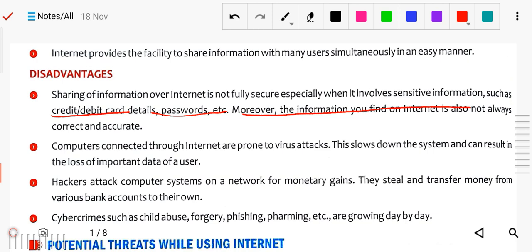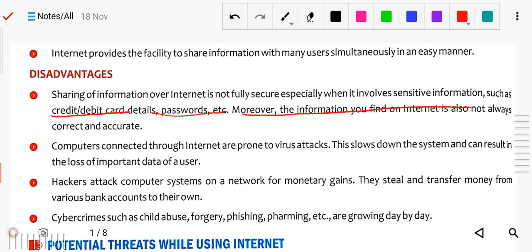Also, if somebody is asking for your password or credit card, that is very sensitive and has to be kept safe. Next, computers connected through the internet are prone to virus attack. If your computer is connected to the internet, there is sometimes a possibility of a virus attack. It slows down the system and results in the loss of important data. Once a virus comes to your computer, it will be very harmful. Next is that hackers attack computer systems.